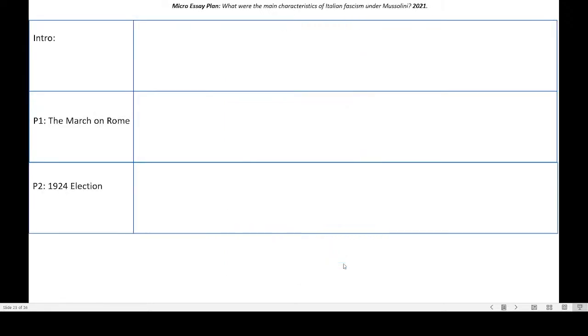Okay, let's look at our micro essay plan. So this is going to be a lot of detail here, and to be honest, this takes time when we're planning this, but once we do one plan, that's that done, and it really helps us gain a very deep knowledge of what needs to be talked about in each essay.